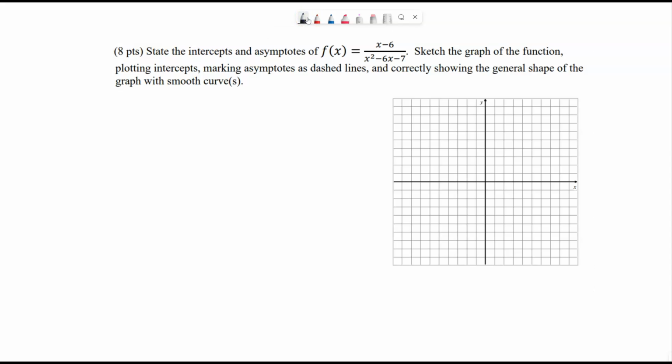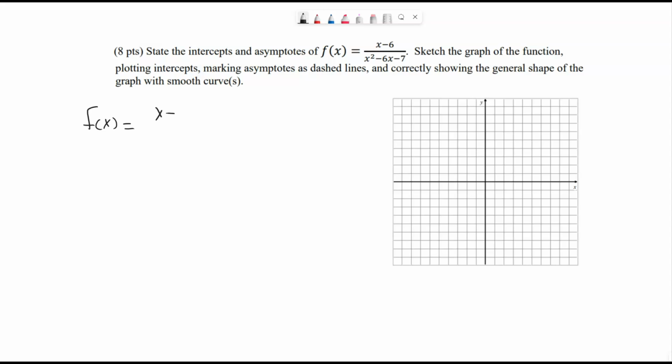State the intercepts and asymptotes of a rational function. Sketch the graph, plotting points, intercepts, asymptotes as dashed lines, correctly showing general shape with a smooth curve. All right. The first thing we want to do is take a look at this rational function in factored form.